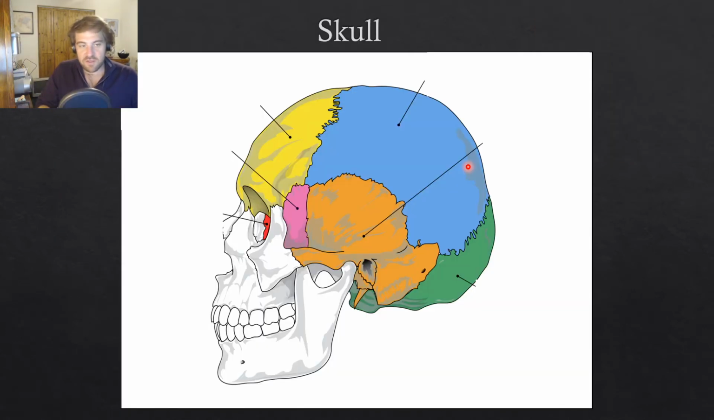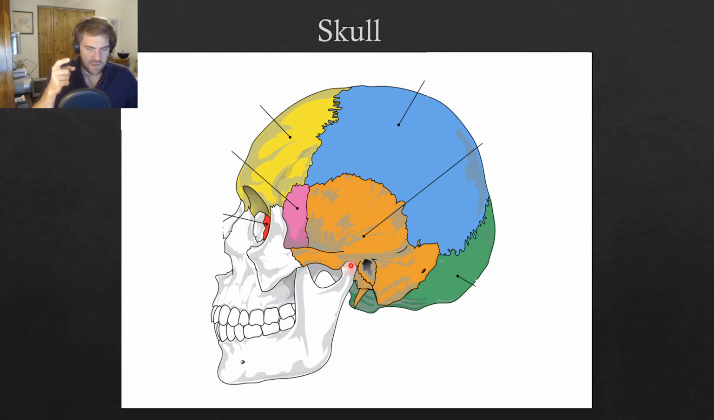Okay, let's take a look at the skull really quickly. We've got the frontal bone here. Is it paired or not? I'm not even going to give you the answer to that one. You should know that. This is the parietal bone. Paired or not? You need to know that. This is the occipital bone. Is it paired or not? The temporal bone. Paired or not? The sphenoid bone. Is that paired or not? And right here is the ethmoid. Is that paired or not?